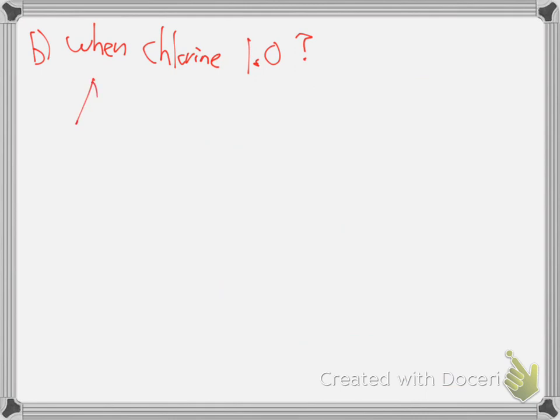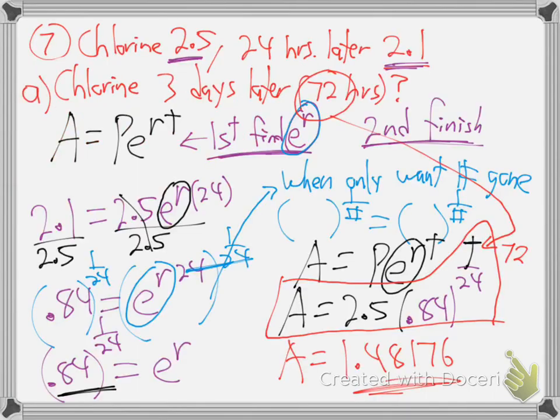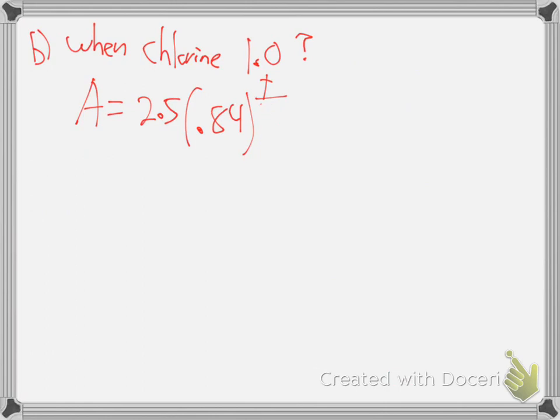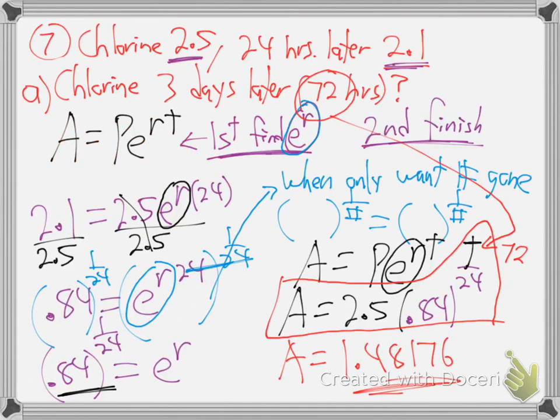So it's going to be A is 2.5 times 0.84 to the t over, what was it, 24? So that's the formula I'm going to use for anything they want to ask me. So does everybody see how these PERT ones work? So these PERT ones, you have the part 1 where you find the e to the r, put that in. Once you've got that, then you're ready to answer any question from that.